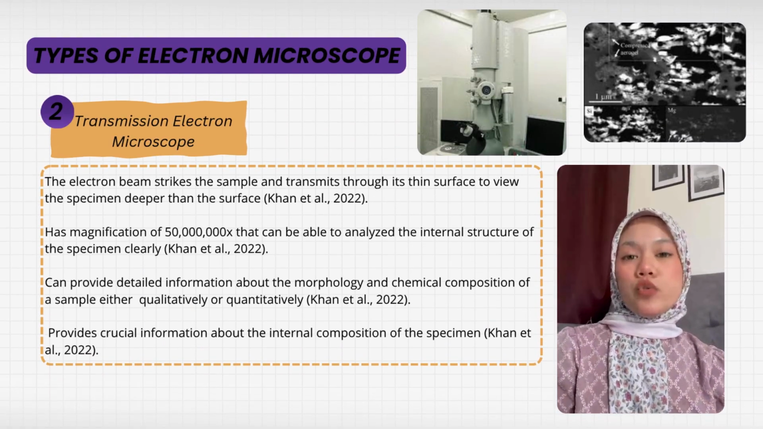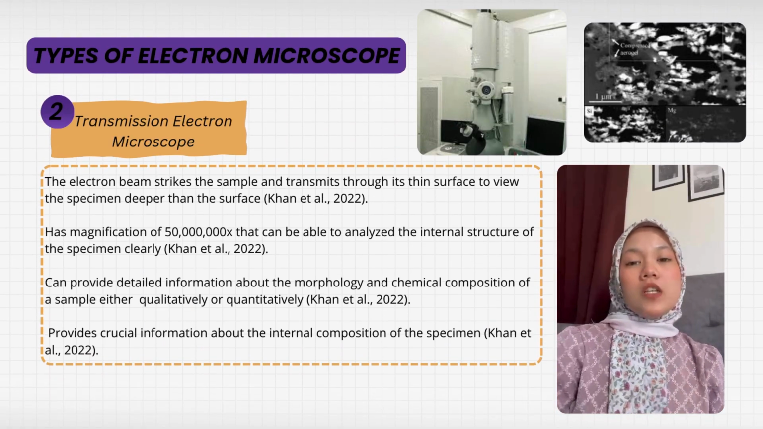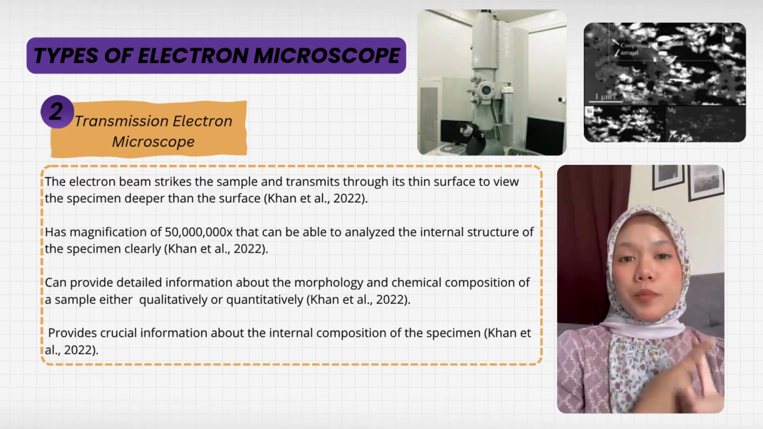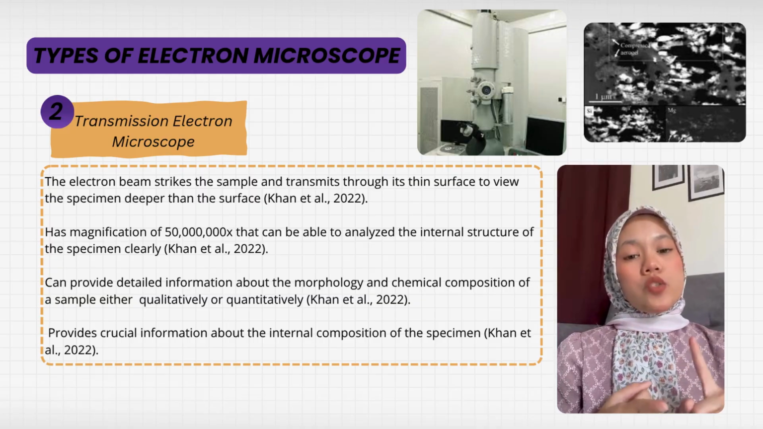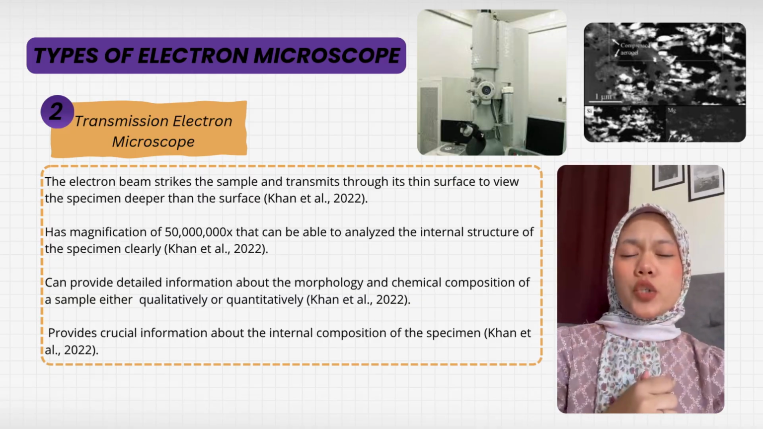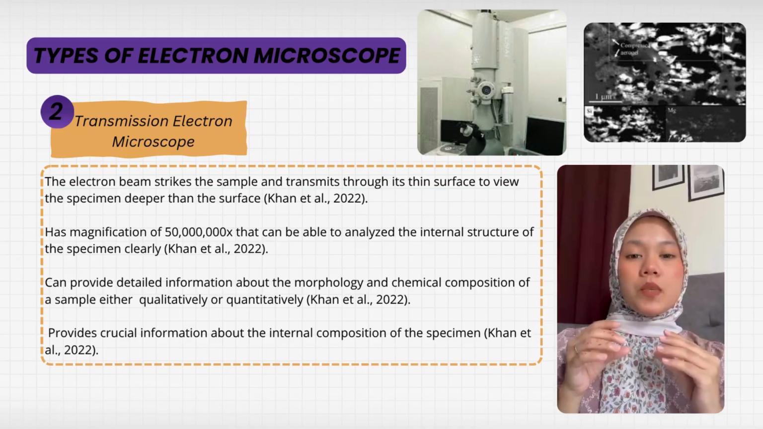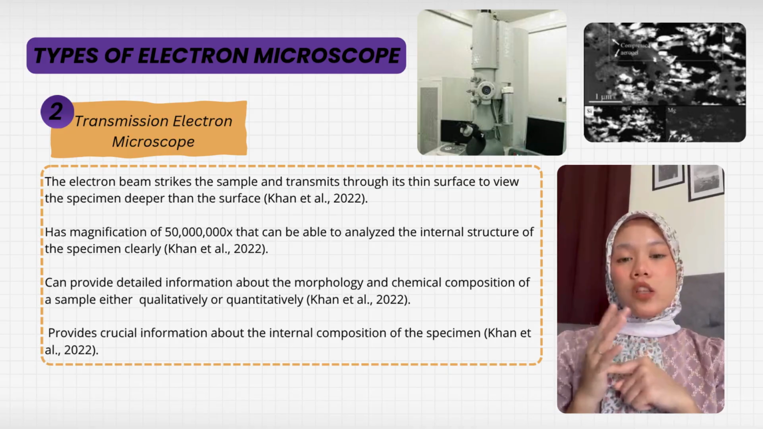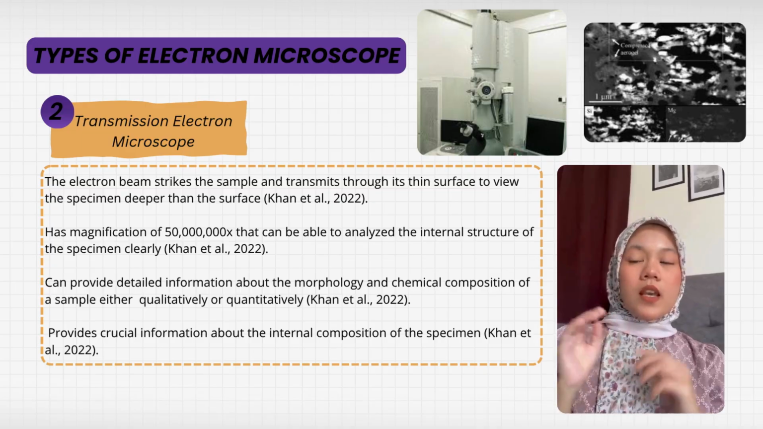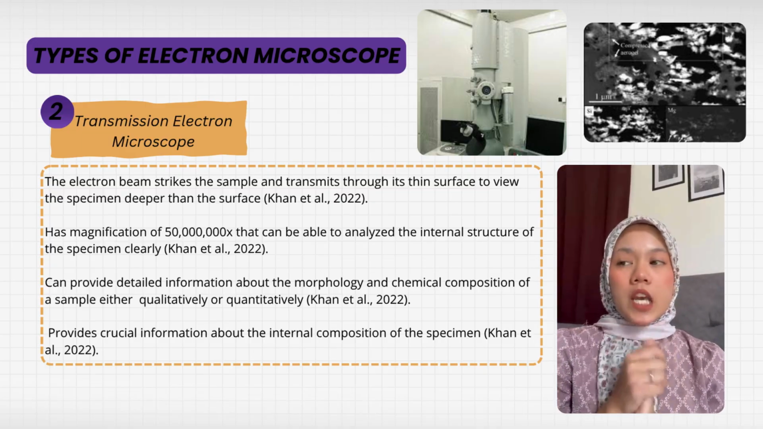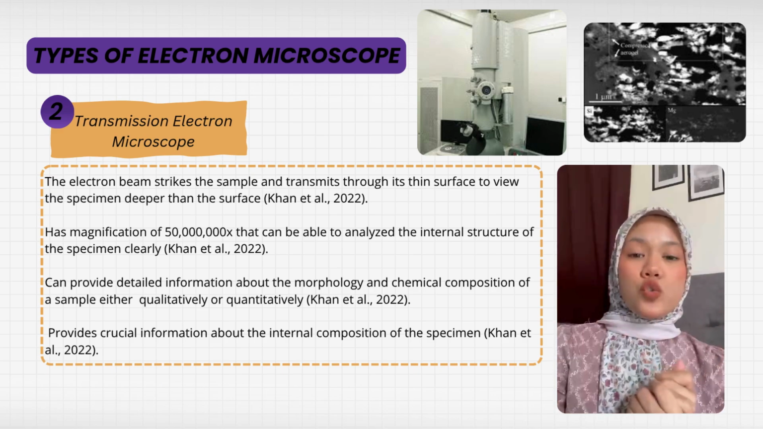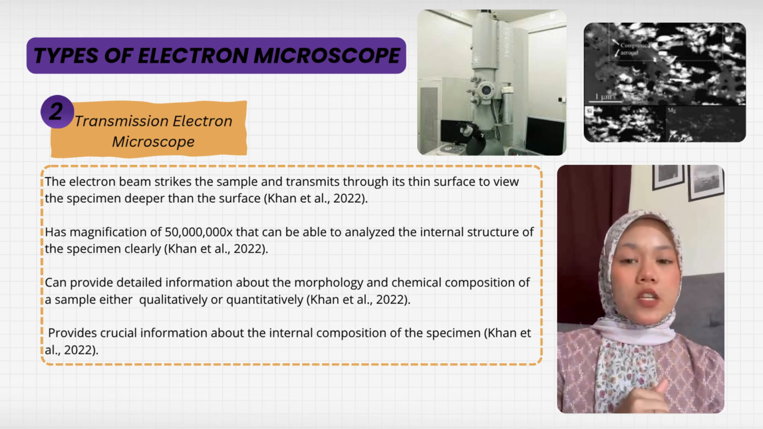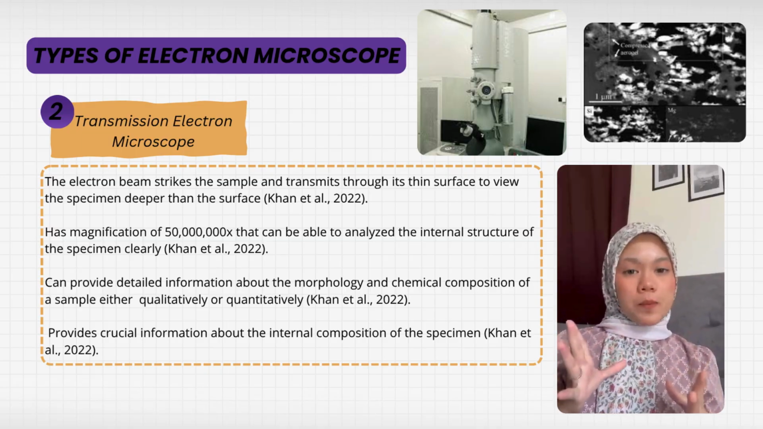Now let's move on to transmission electron microscope. The electron beam of the transmission electron microscope, or TEM, strikes the sample and transmits through its thin surface of the specimen to view the inner part of the specimen. Other than that, TEM has a magnification of 50 million times that can analyze the internal surface of the specimen very clearly.